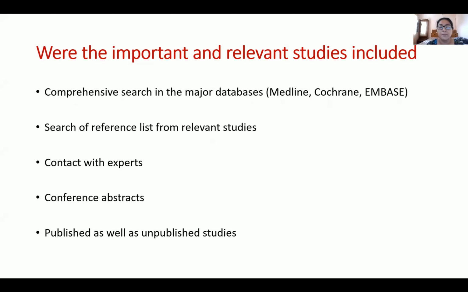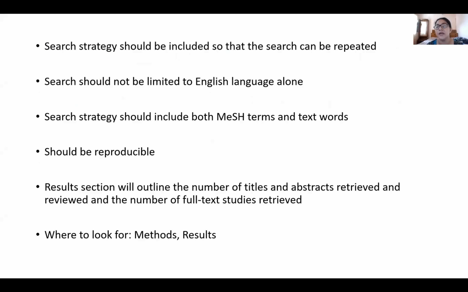Conference abstracts, published as well as unpublished studies. So all this has to be taken into account when doing a systematic review. And the search strategy should also be included, how they conducted the search, so that the search can be repeated. So if someone wants to replicate the search, they can do it again. So the search strategy has to be mentioned clearly.